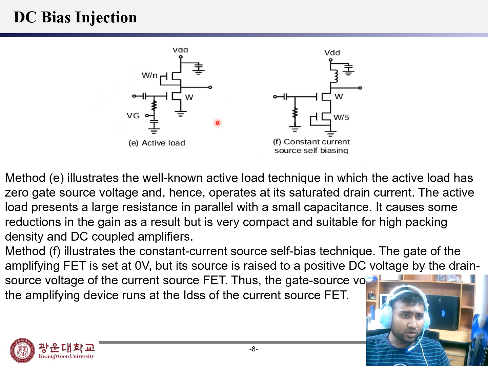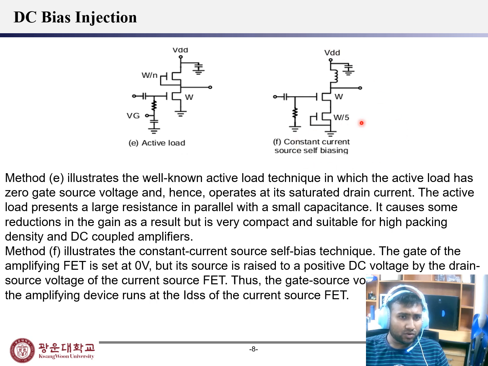And here is another method, the active load method. It illustrates the well-known active load technique, in which the active load has zero gate source voltage and hence operates at its saturated drain current. The active load presents a large resistance in parallel with a small capacitance. It causes some reduction in the gain as a result, but is very compact and suitable for high packaging density and DC coupled amplifiers.